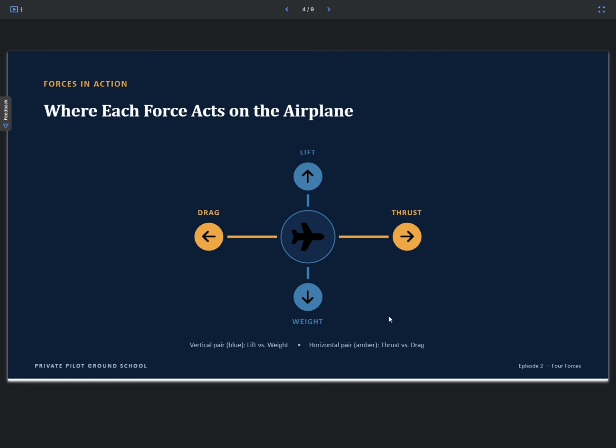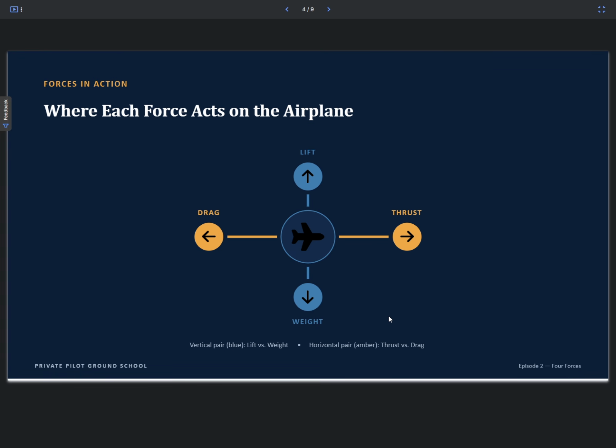Okay. Now these four forces act on the plane in pairs. Lift and weight are the vertical pair, and drag and thrust are the horizontal pair. Lift goes up, weight tries to bring the plane down, drag pushes the airplane back, and thrust pushes the airplane forward.